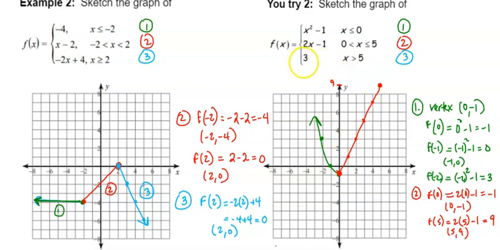Piece number 3, remember if it's a constant, it is a horizontal line. So I have a horizontal line that would cross the y-axis at 3, but I want it from x is greater than 5. So here is 5. At 5, the value is going to be 3. And at any value greater than 5 is also going to be 3. So here is 5 on the x-axis. Here is 3. That should be an open circle.